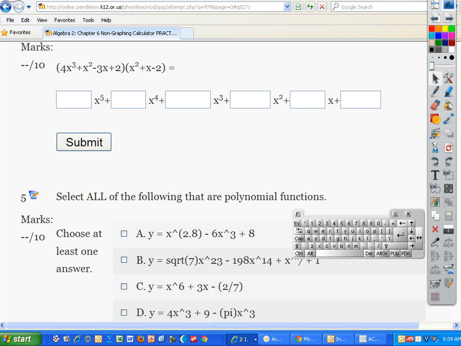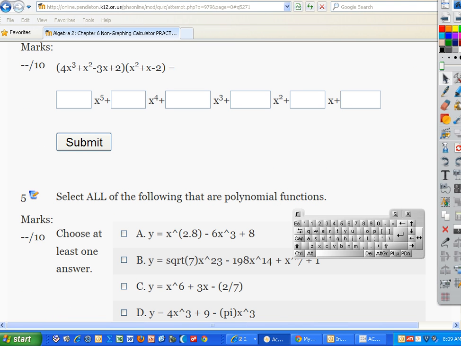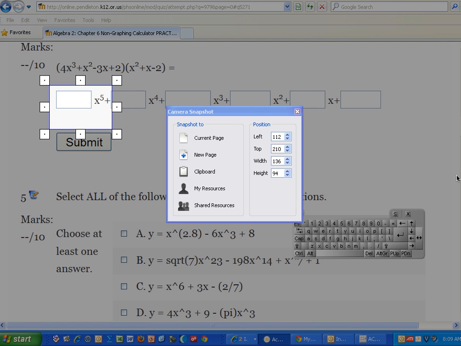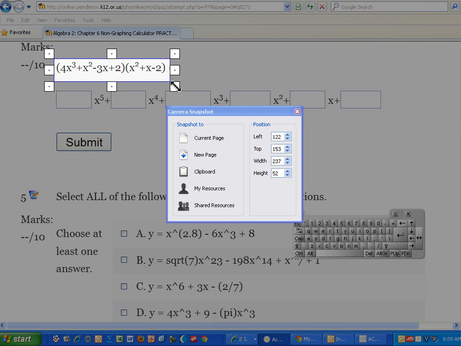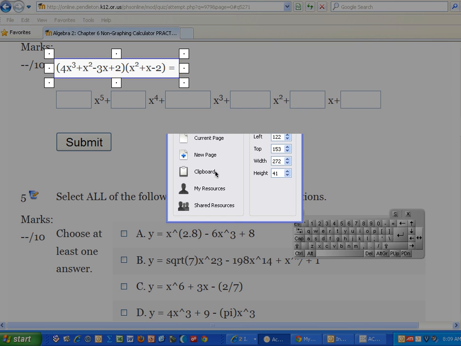Okay, now multiplying is a little bit more complicated. There's a little bit of room for mistakes with multiplying, but still not hard. What do we do with multiplying polynomials like that? Let's take a look at this guy.